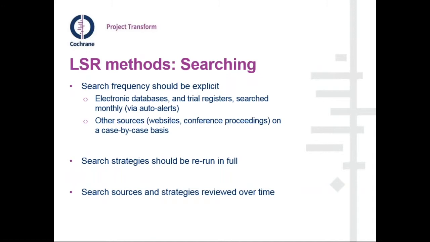So the search frequency should be explicit. With the Cochrane Living Systematic Review pilots, we're talking about monthly auto alerts of electronic databases and trial registers. I'm aware that trial registers, you can't search via auto alerts, so it has to be manual searching. But for other sources, it may not need to be so frequent. To be concordant with the Cochrane standards, the searches need to be rerun in full.